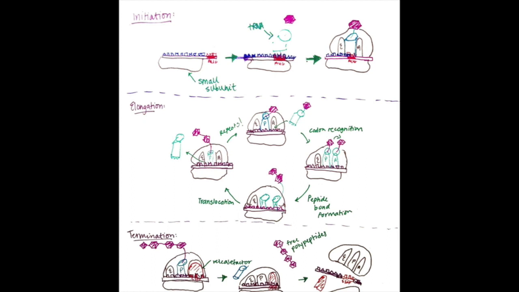Then another tRNA that's complementary to the next codon on the mRNA binds to the A site, and then this kind of transferring of amino acids repeats until you finally reach a stop codon. During the termination, which is this last step at the bottom, a stop codon has been reached and translation stops. And at this point, a release factor is attached to the A site. The polypeptide chain is released, and the ribosome complex disassembles, as you can see in this last picture.